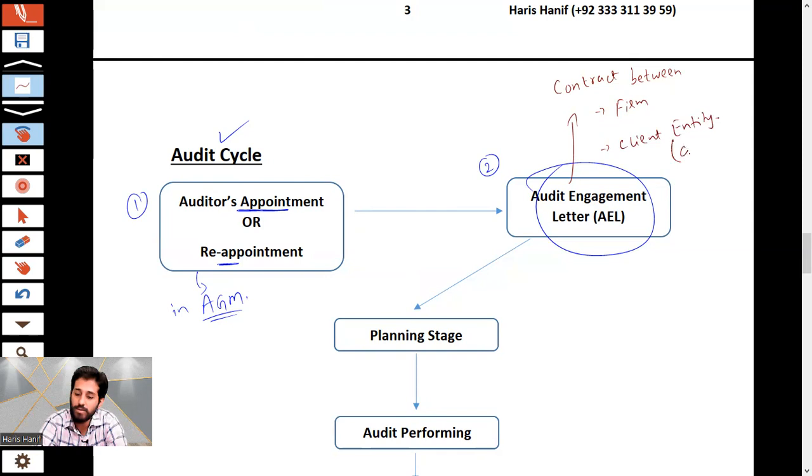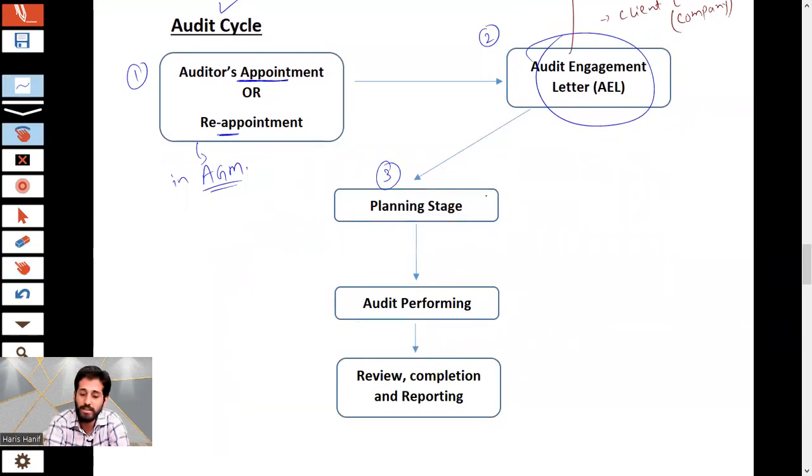Client entity is actually the company, because you are the auditor and you are running a profitable business, and I am the company and I'm your client. I'm your audit client, right? So this is actually the company. First of all, auditor is appointed, and then there is an audit engagement letter, AEL.